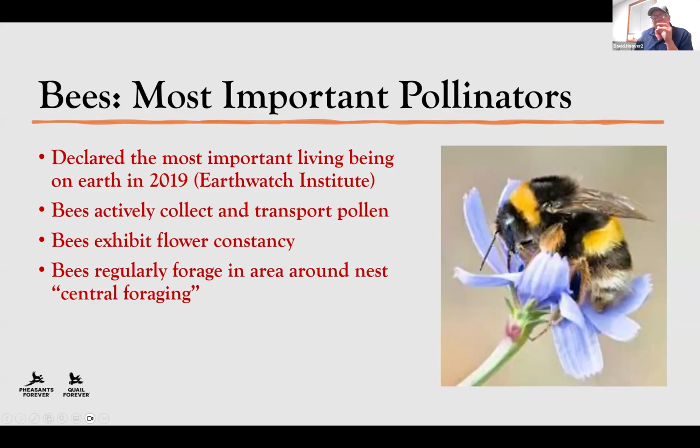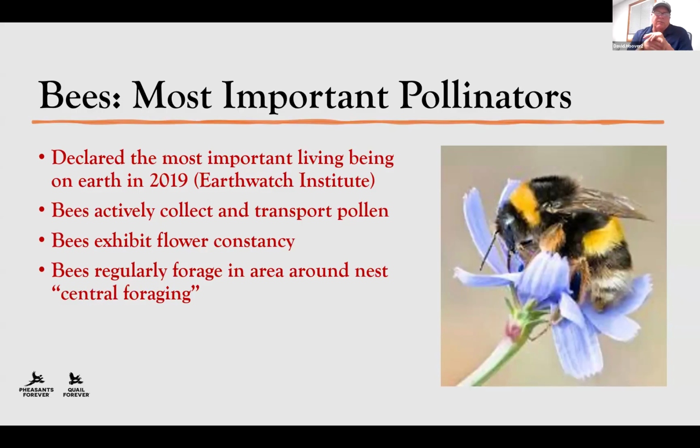And bees in general, that includes honeybees and native bees, are really considered the most important pollinators. And they were actually declared one of the most important, or the most important, living being on Earth in 2019. So I'm guessing there's some biologists of other taxa out there that may refute that. But the point is, they're critically important to the food web and to us as we move forward.